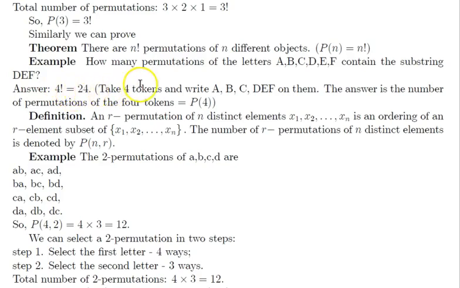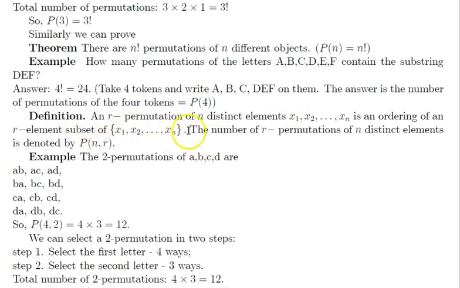To figure this out, we take 4 tokens and write A, B, C on the first 3 and D, E, F on the 4th token. So we obtain all permutations that satisfy the requirement of the example by ordering those 4 tokens in all possible ways, and we know that we can do it in 4 factorial ways, which is P of 4.